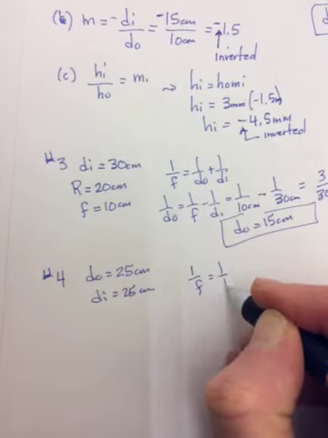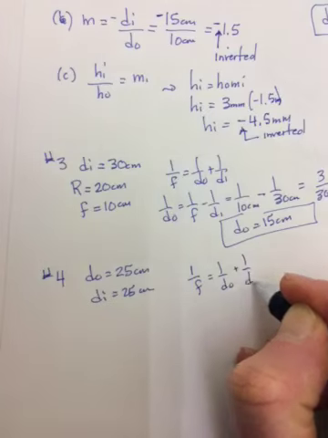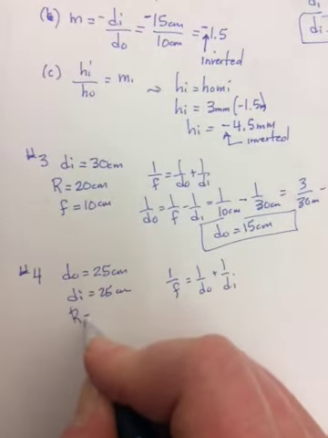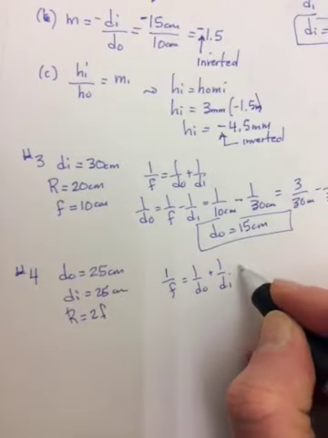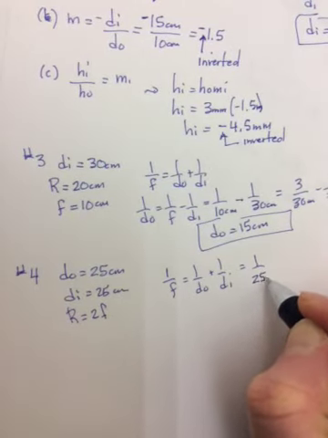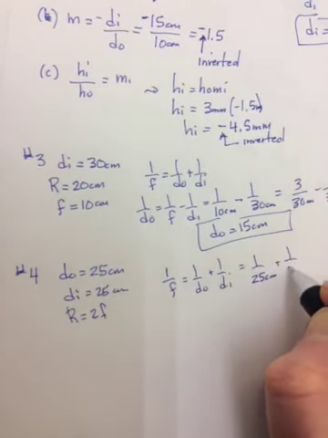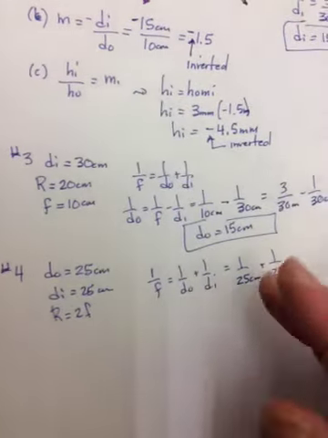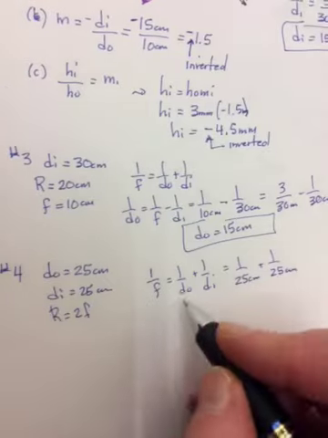So 1 over f is equal to 1 over do plus 1 over di. And this time you're solving for f because remember the radius is just equal to 2 times f. So 1 over 25 centimeters plus 1 over 25 centimeters. And I hope you're noticing you got to keep your units, okay? It's not just 1 over 25. You need your units on there.